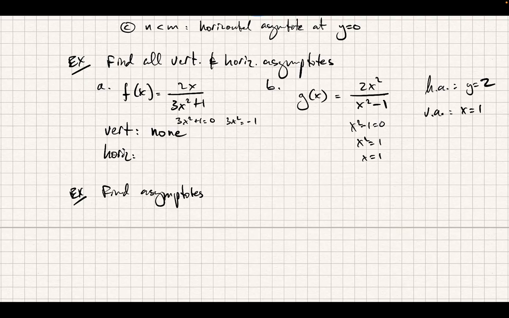And horiz, y equals 0, because the bigger n is, the smaller m is. In other words, the lower is the bigger than the big. Stop stealing my trophy, man. And did we finish over here?